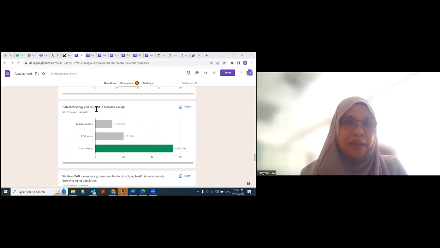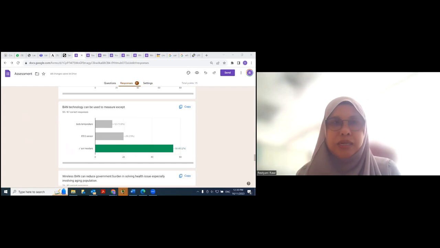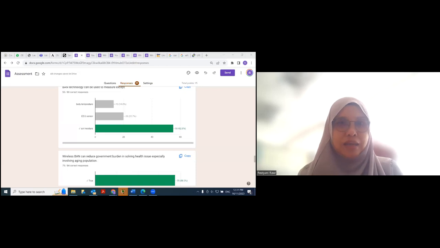BAN technology can be used to measure these things except soil moisture. Dr. Miftadi mentioned this in the slides, and I hope all students, since there are 72 slides, a large number, and Dr. Miftadi did not get enough time to explain everything, can do your own study to have a detailed understanding of wireless communication concepts. BAN is actually body area network, so definitely soil is not covered under body. That's why the answer is soil moisture.